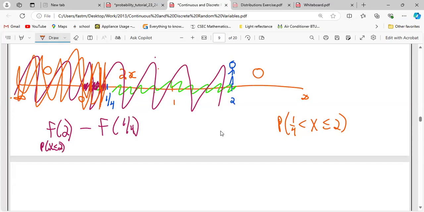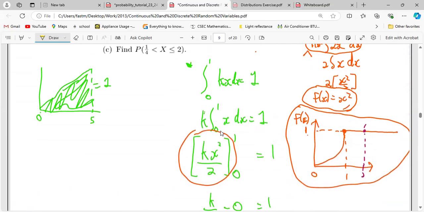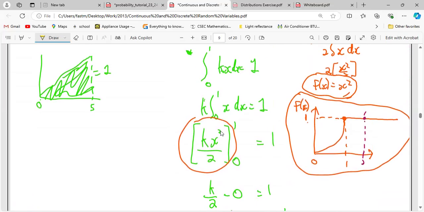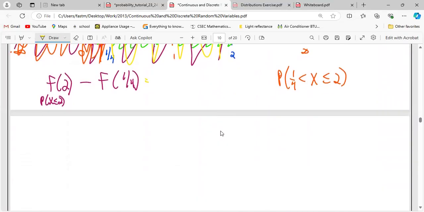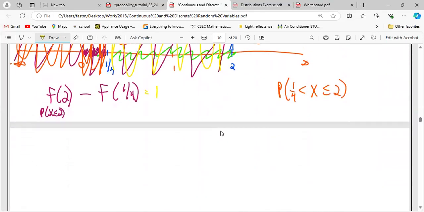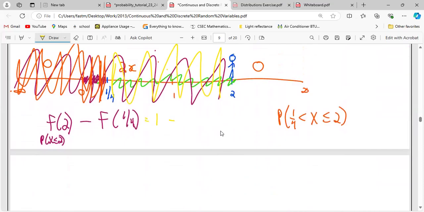And if you look at it, you end up with the piece that I want, which is the piece in yellow, which is this piece here. So the purple is everything less than or equal to 2, and the orange is everything less than or equal to a quarter. And if you subtract those two areas from each other, you get the yellow, which is what I want. So this will be F of 2, get that from the graph, is 1. Why? Because 2 here, go up, go across, that's 1. So we have 1, subtract F of a quarter.